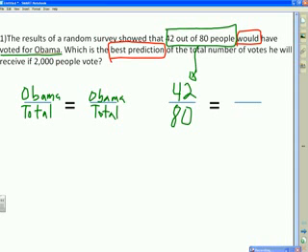So we do not know, hone in on what you don't know, we do not know the total number of votes he will receive if 2,000 people vote. Well, it doesn't tell you that this 2,000 is total, but you have to know that what we're trying to look for is the total number of votes that he would receive. So this number right here, 2,000, is the total.